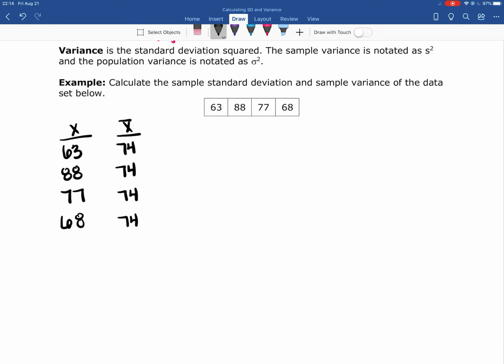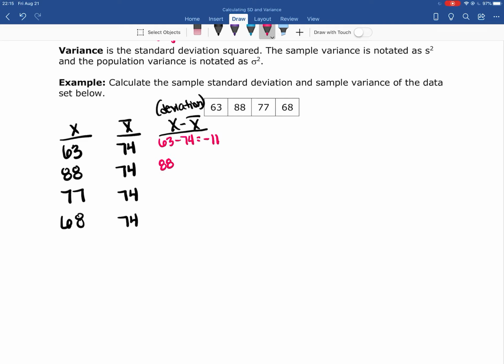So in my table I'm going to make a column for x minus x bar. This is called the deviation. How far away is the data value from the mean? I'm going to switch up my color right now. So this is going to be 63 minus 74, which I believe is negative 11, but I'm going to double check. It is. So the data value 63 is 11 below the average of 74.